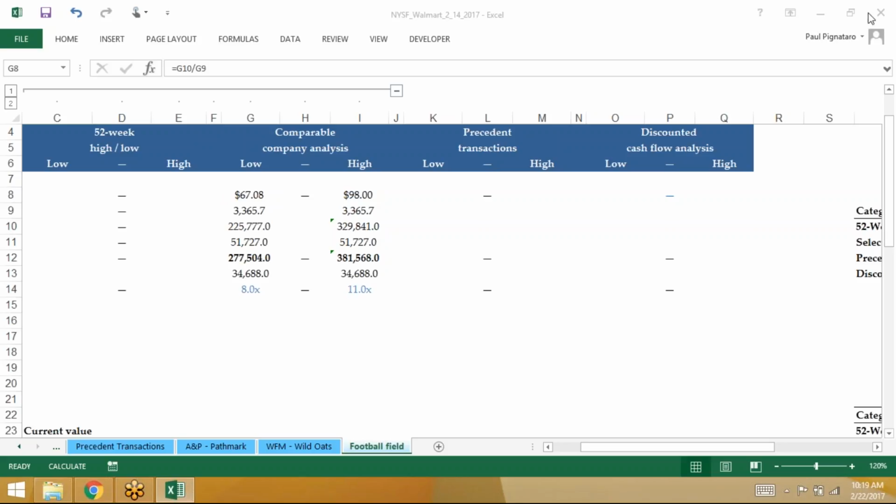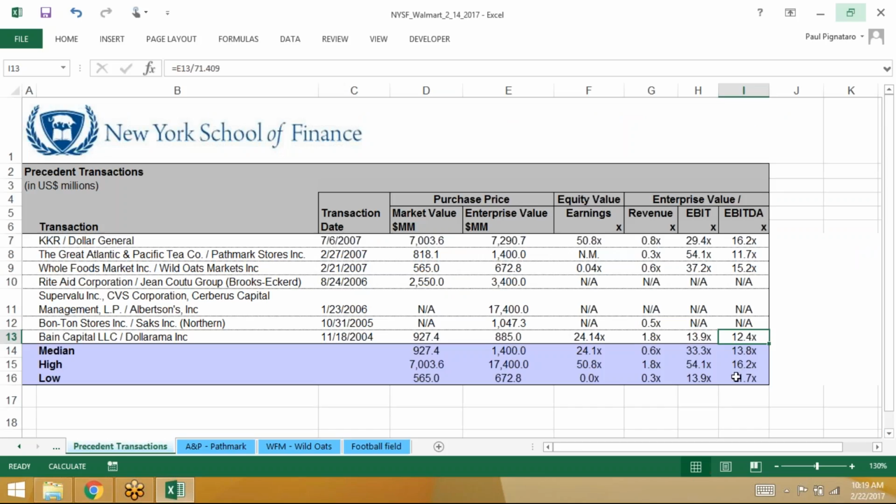Now that we have the comps, we have to do the same thing with the rest of the analysis. Precedent transactions is pretty identical, but we have to come up with a different range. We had mentioned a range of somewhere around 12 to 16, right? A lot of people are very specific and link it into the analysis, taking the high and the low.